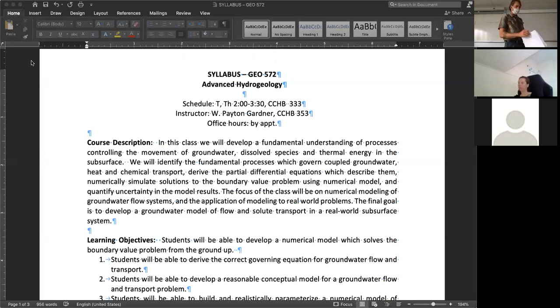Okay, so then there's a rough schedule of what we're going to try and cover in class on the back page. I'm hoping that we can stay with this schedule. We'll see how it goes as time goes on, and we'll modify as we need to.